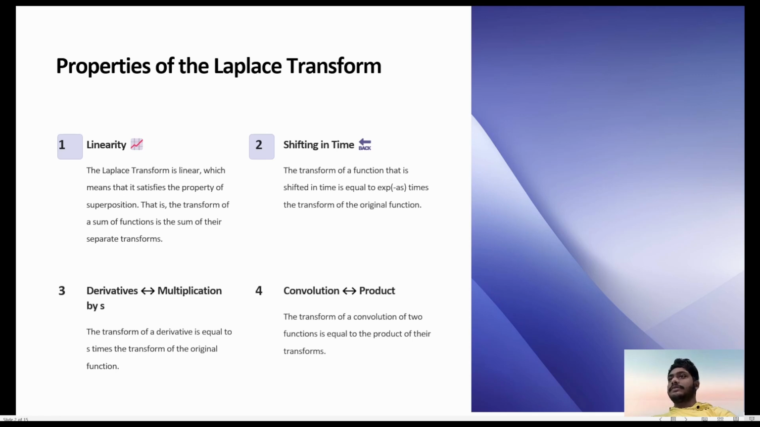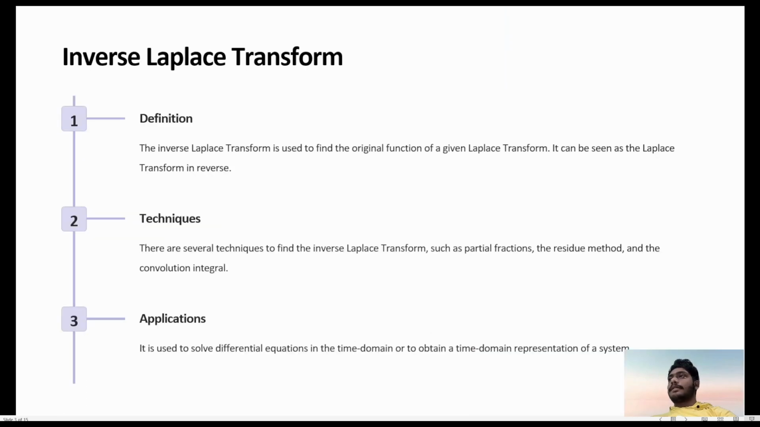Property number 2, shifting in time. The transform of a function that is shifted in time is equal to an exponential times the transform of the original function. Property number 3, derivatives to multiplication by s. The transform of a derivative is equal to s times the transform of the original function. Property number 4, convolution to the product. The transform of a convolution of two functions is equal to the product of the transforms.